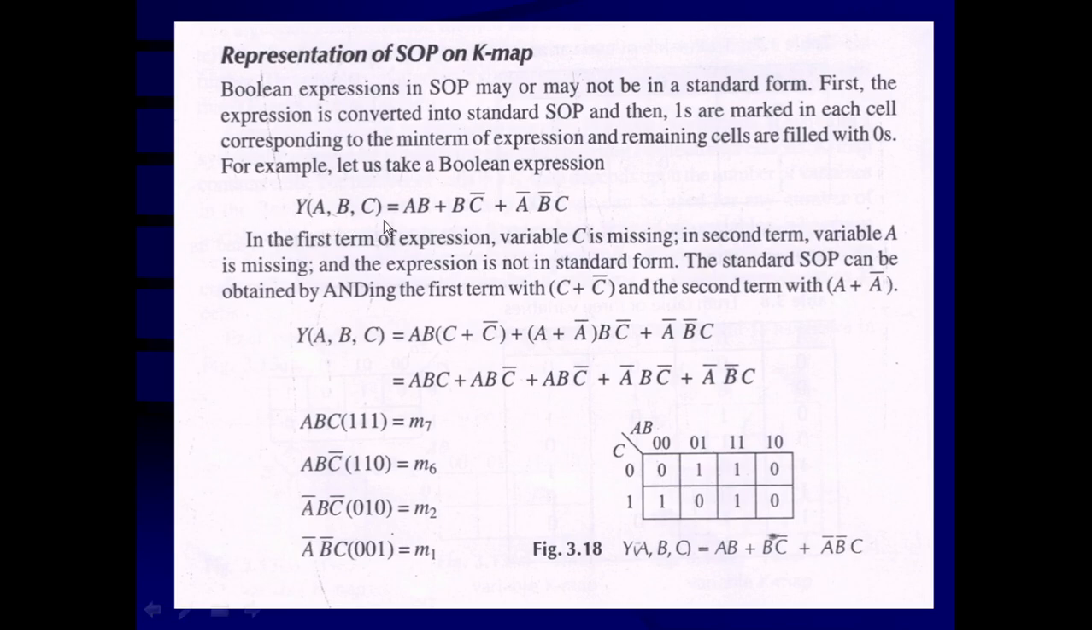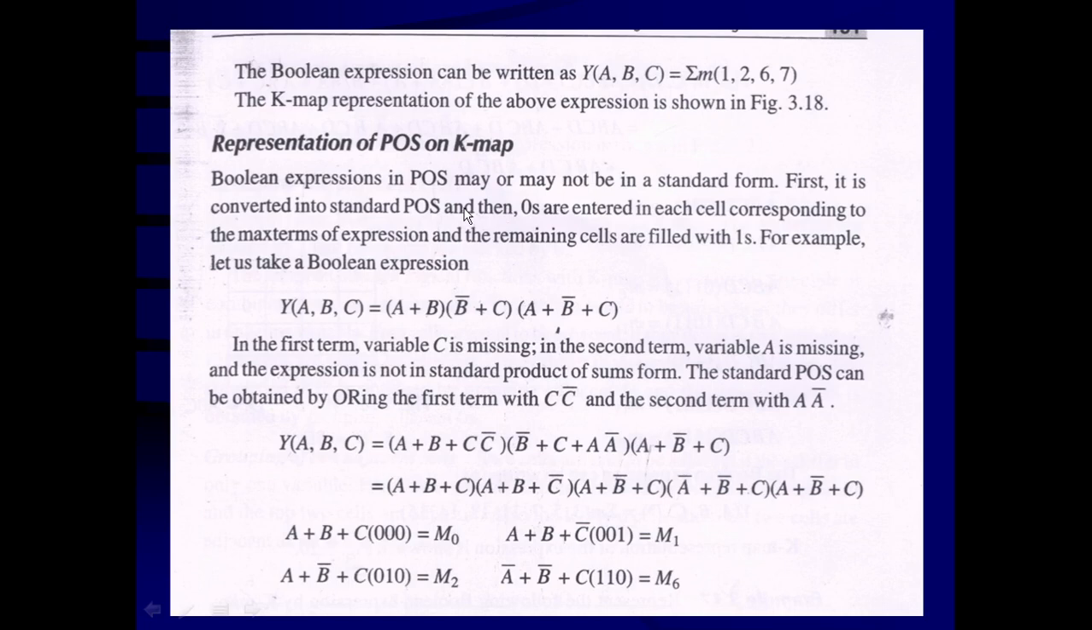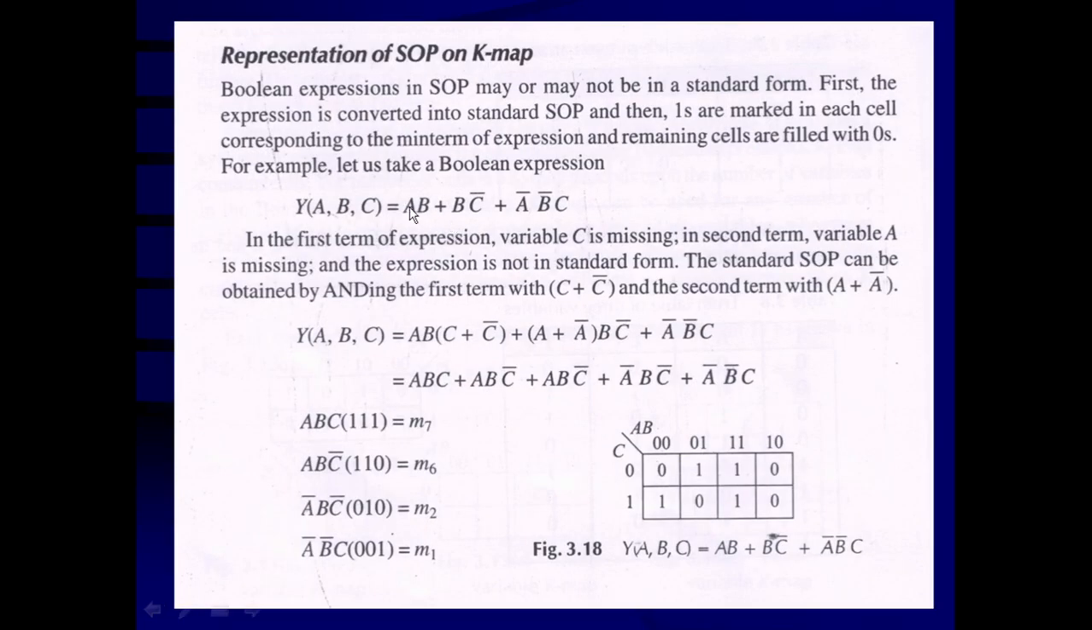Y is a function of ABC, that is equal to AB or BC bar or A bar B bar C. You can see that here Y is a function of 3 variables A, B, C. This is a sum of product equation, but in the first term variable C is missing, and in the second term variable A is missing. That's why it is not in a standard sum of product form. So first we have to convert it into a standard sum of product equation by multiplying the first term with C plus C bar and the second term with A plus A bar.